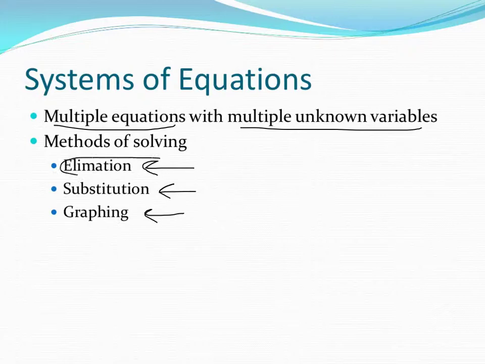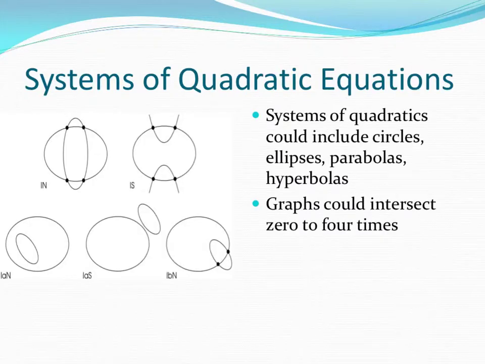The elimination method that we're going to use today in our example is an effective algebraic method for finding the exact points that are in common between two equations or two graphs. Systems of quadratic equations could include any combination of circles, ellipses, parabolas, and hyperbolas.